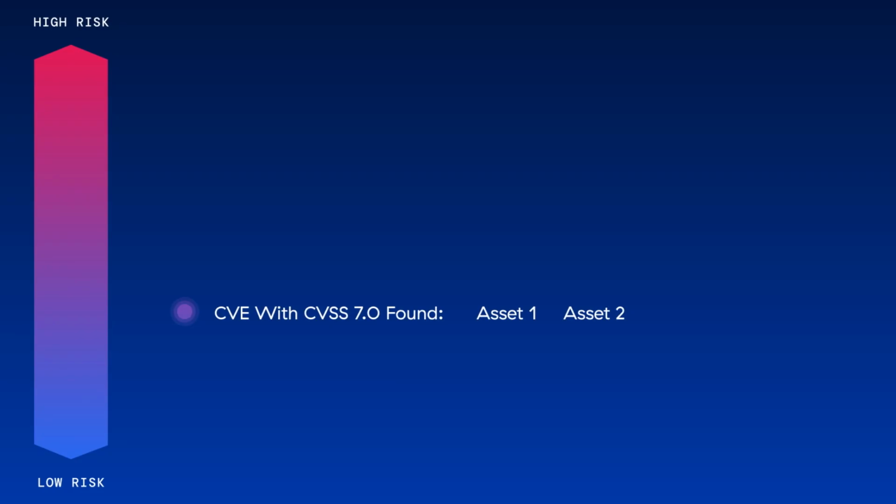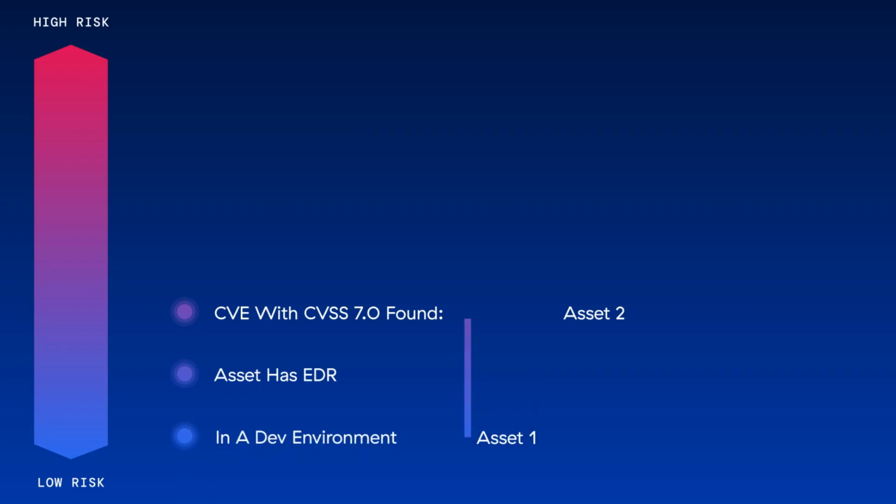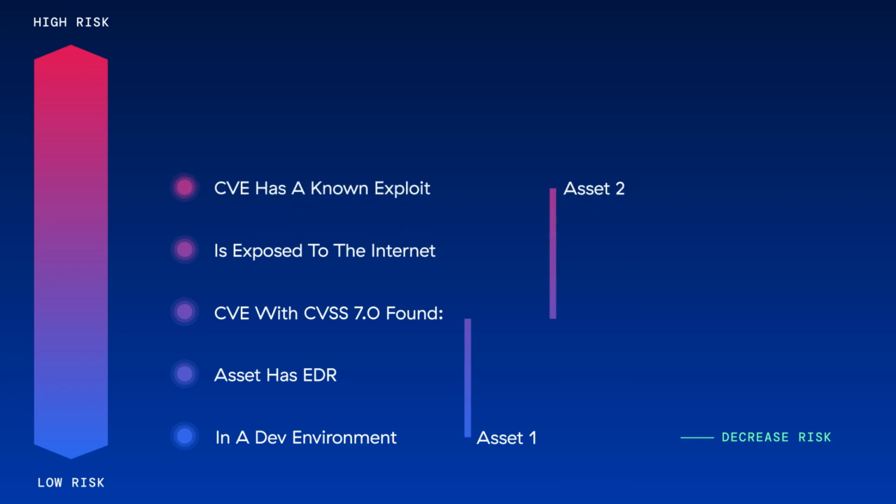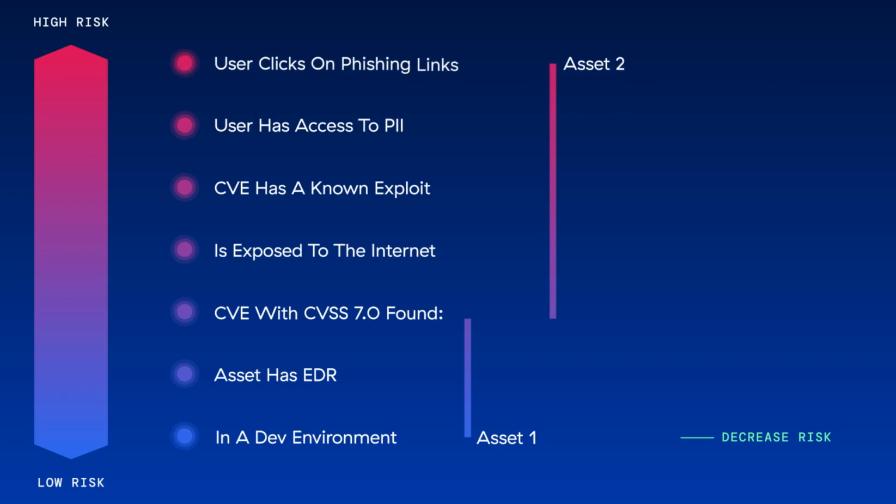Based on the insights, the first asset has endpoint protection and is sitting in a dev environment. With this additional context, this vulnerability doesn't look that risky anymore. The second asset with the same starting CVSS score is exposed to the internet. There's a known exploit against that CVE. It contains personally identifiable information, and the asset owner frequently fails internal phishing tests. With this context, based on your environment and your risk factors, you can prioritize them at different levels.